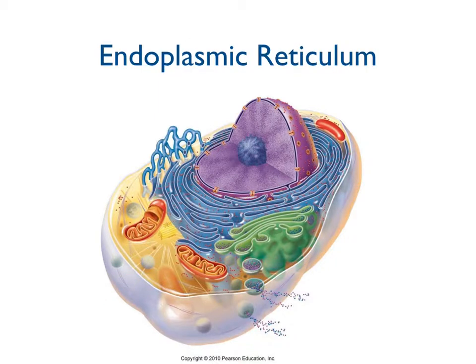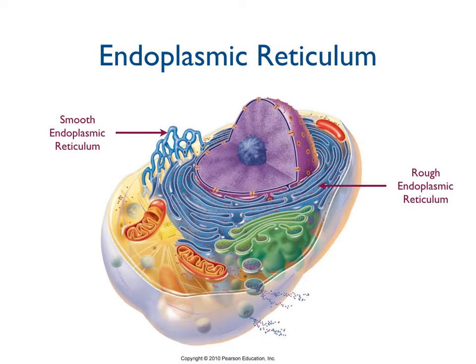The next organelle on the list is the endoplasmic reticulum. As you can see in looking at the composite figure, there are two types of endoplasmic reticulum: the rough endoplasmic reticulum and the smooth endoplasmic reticulum. Together, the two types of endoplasmic reticulum form a network of tubes that extends throughout the cytoplasm. The two types have different structures and different functions, and so we'll talk about each separately, beginning with the rough endoplasmic reticulum.